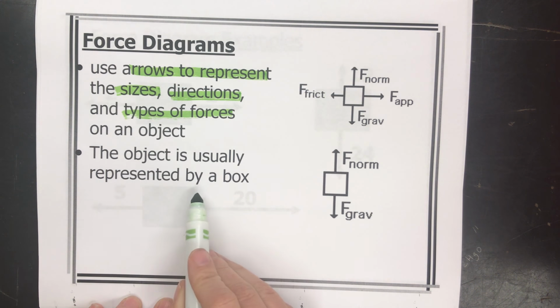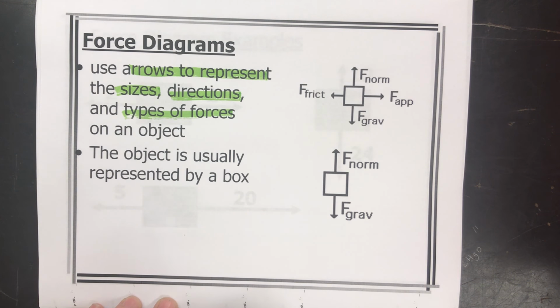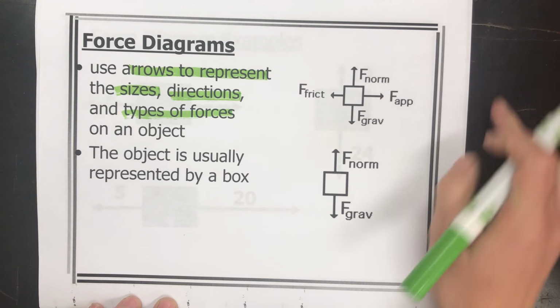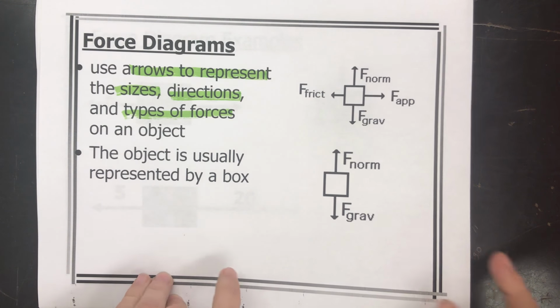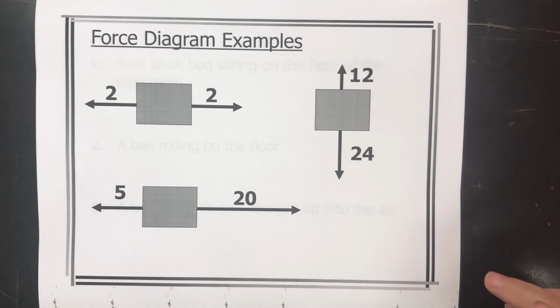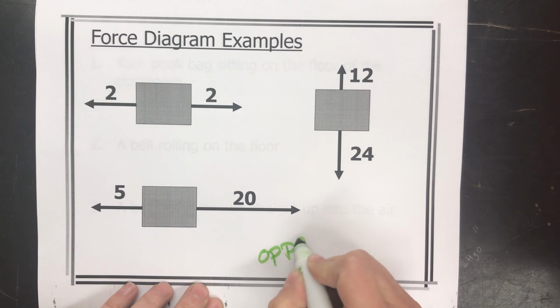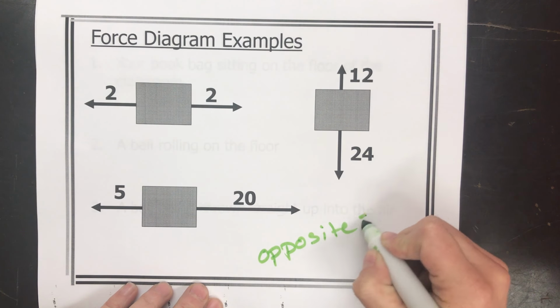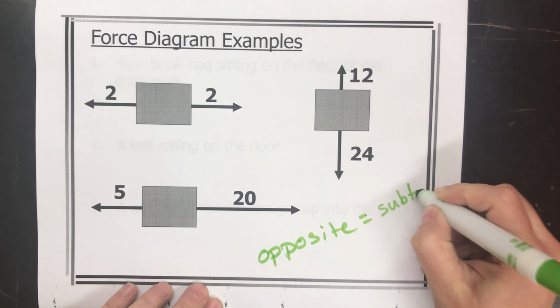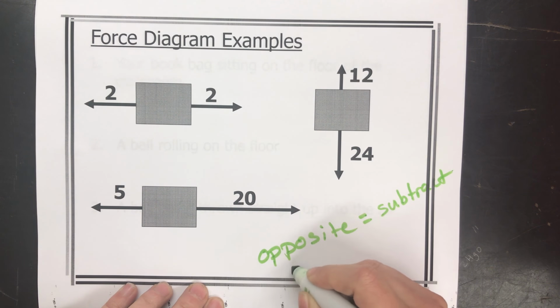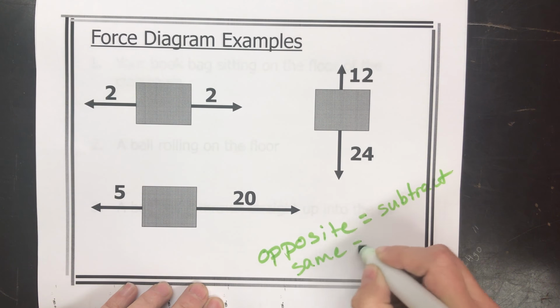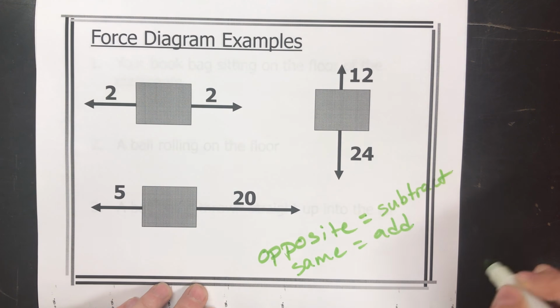The object is usually represented by a box. So it doesn't matter, it could be a person, a dog, a plane, whatever, you always just draw a box. Okay, and you're going to draw arrows representing the different forces. So here are some examples that I'm going to give you, and you have to calculate force. So remember, if the arrows are opposite, that means you're going to subtract. If they're in the same direction, that means you add, just like the previous unit.